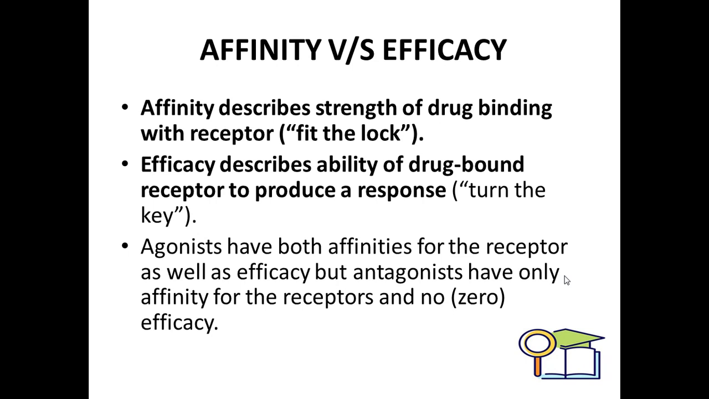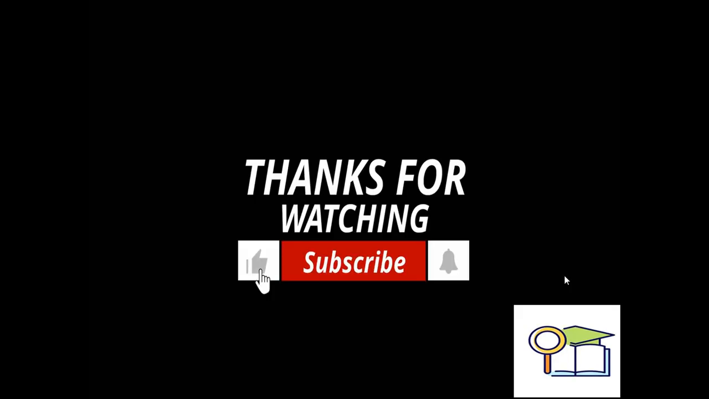Agonists have both affinity for the receptor as well as efficacy, but antagonists have only affinity for the receptor and zero efficacy, because it fits the lock but does not produce its action or activation, thus it has no efficacy.